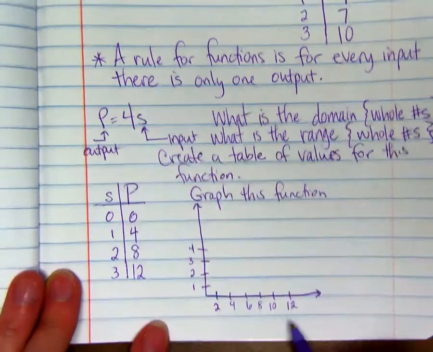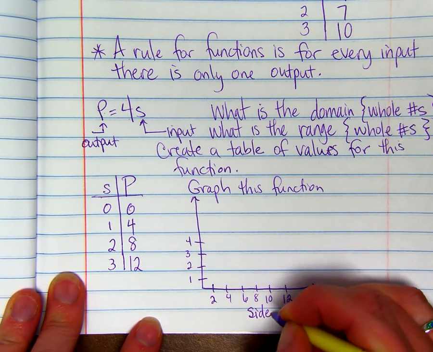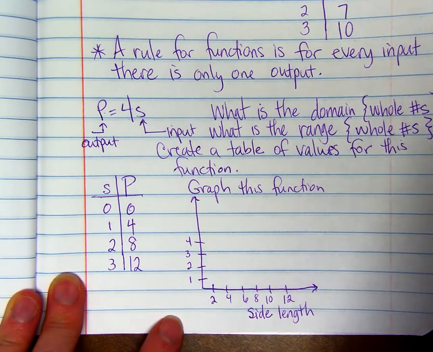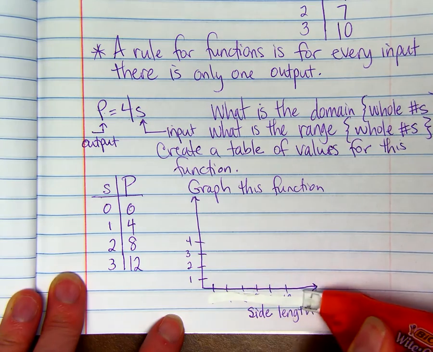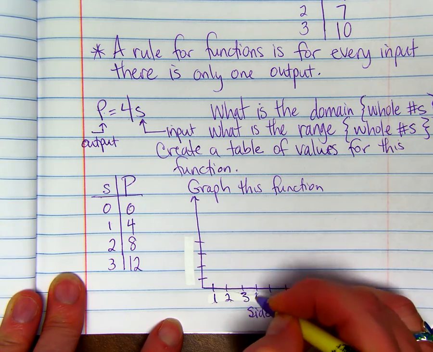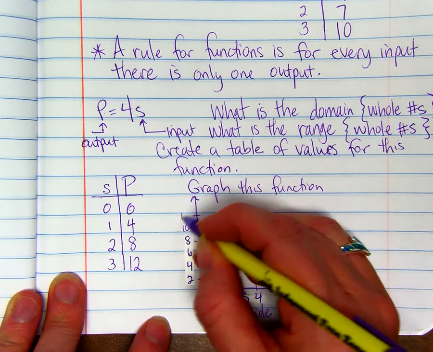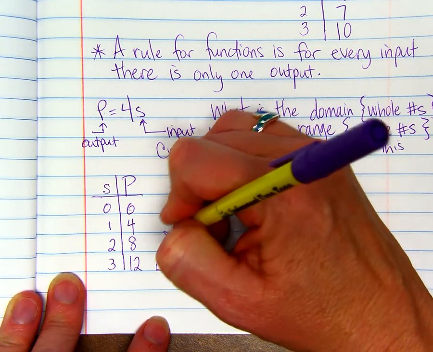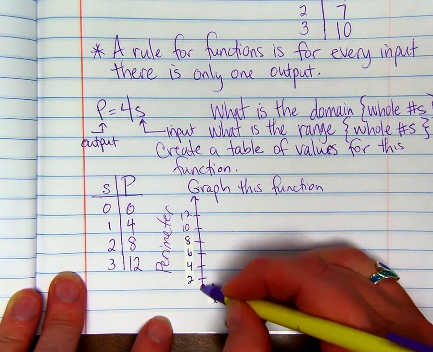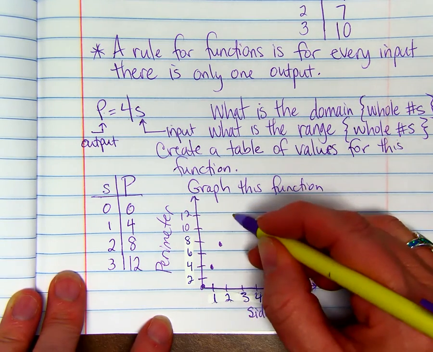This is going to be the side length. Oops, I wanted to do side length, count by ones, the perimeter, count by twos. So if we graph these points, we have 0, 0, 1, 4, 2, 8, 3, 12.